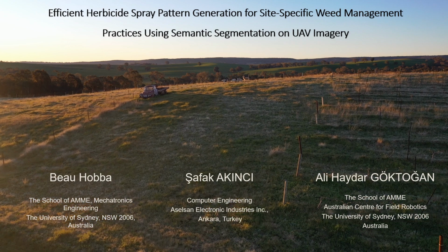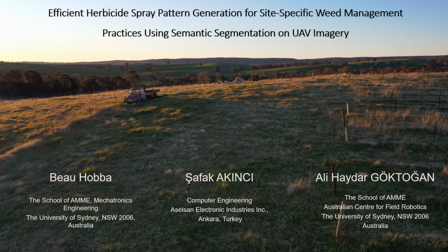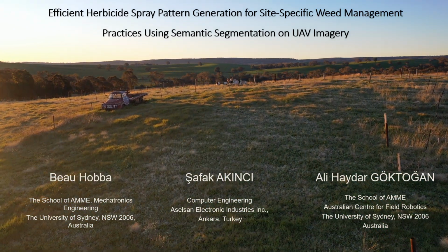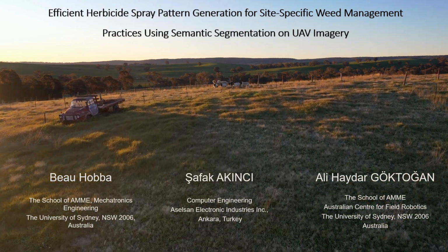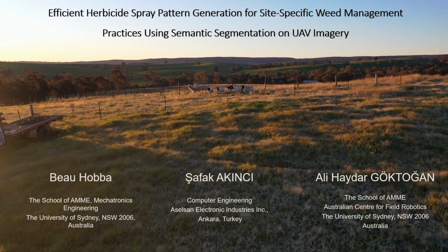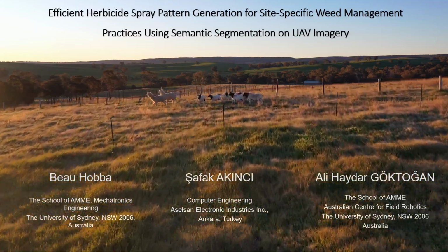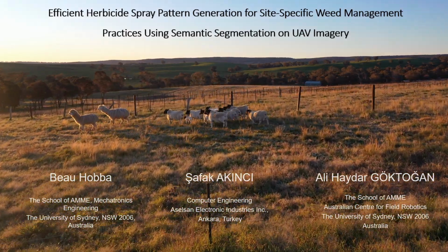What you see is a beautiful rural landscape with a flock of Dorper sheep and two alpacas. What is a little harder to see is the large amount of invasive weeds present, which are causing major problems to the Australian agriculture industry.